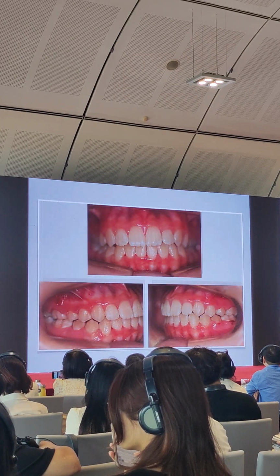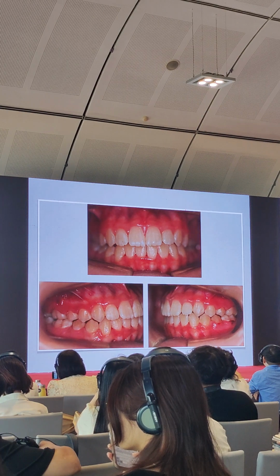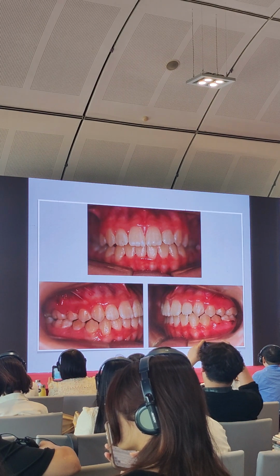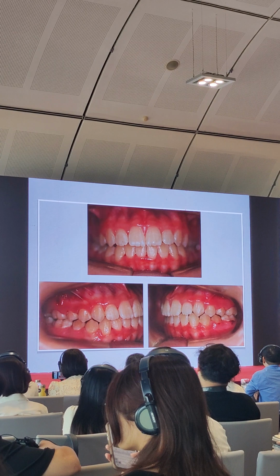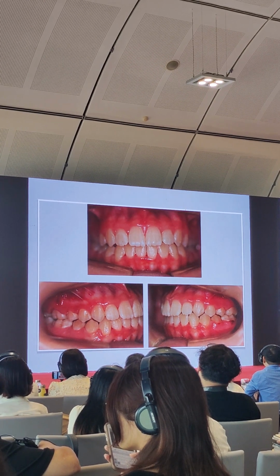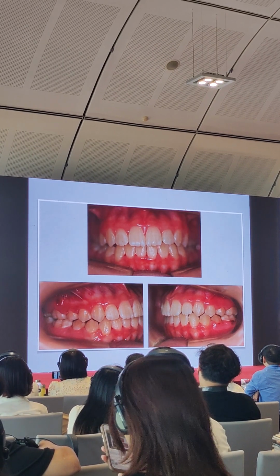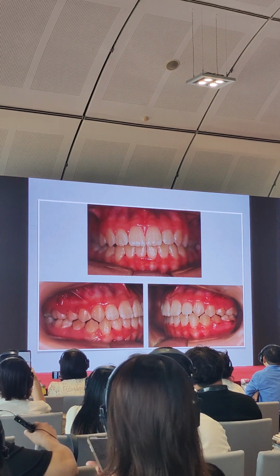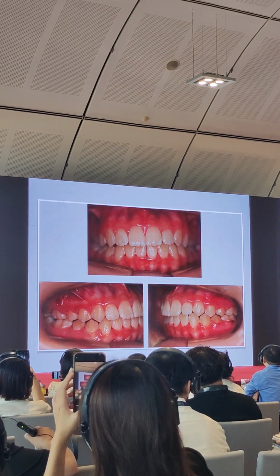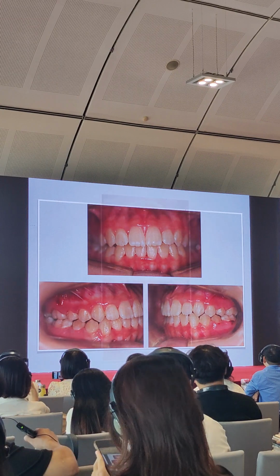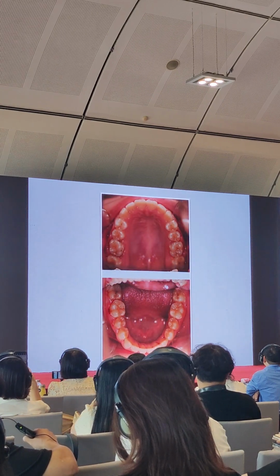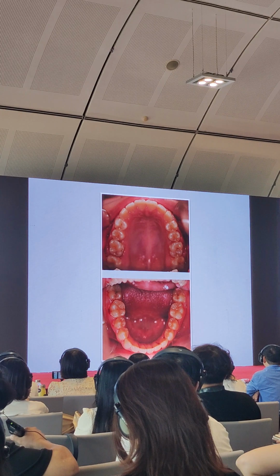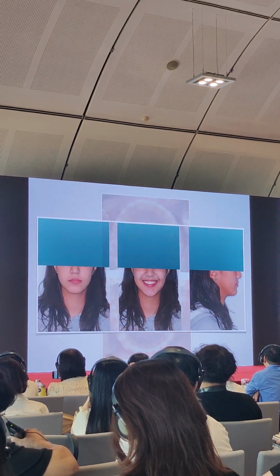And then I removed the braces, with good overbite and overjet. There is a slight opening on the posterior area, but I will just rely on the normal extrusion of the teeth to interdigitate. So this is the occlusal view. And then this is the patient now.